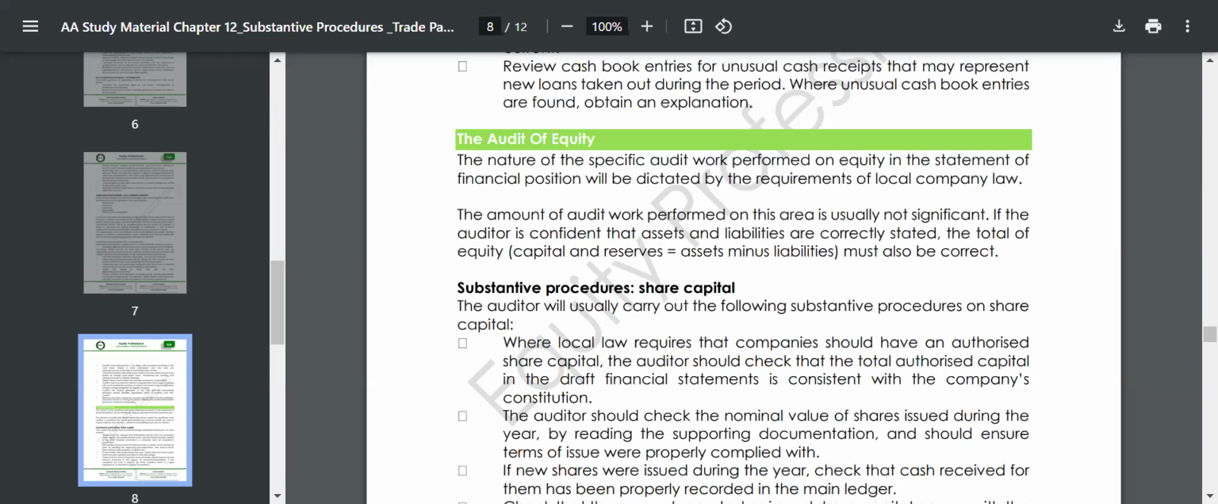Now, the audit of this equity part is not really, how will I say it, it's not much of a high risk or an area that the auditor would normally focus on. But because audit is statutory, and when we say audit is statutory, we mean that audit is guided by the law. In Nigeria, the law guiding audit is CAMA 2020 as amended.